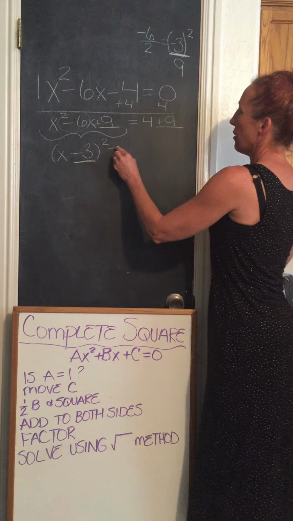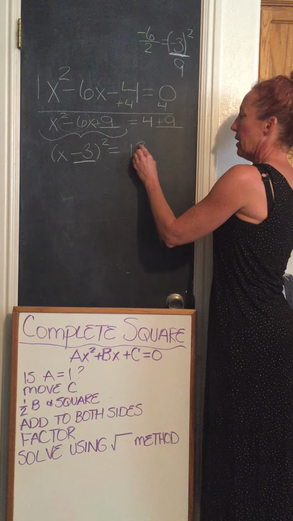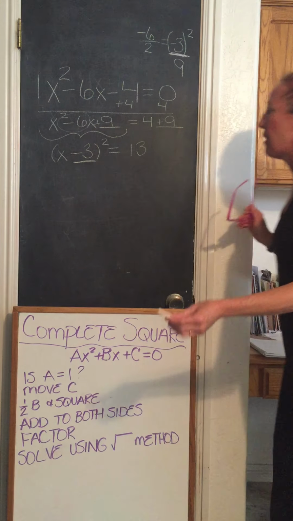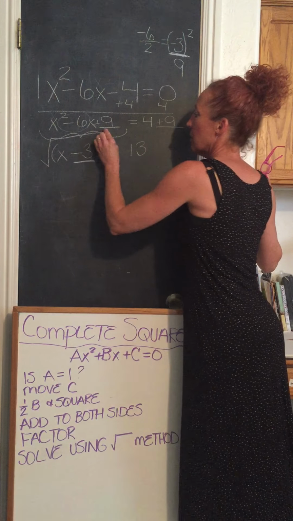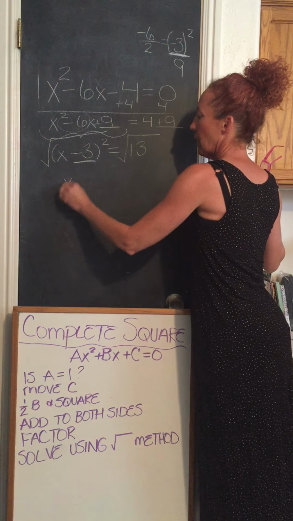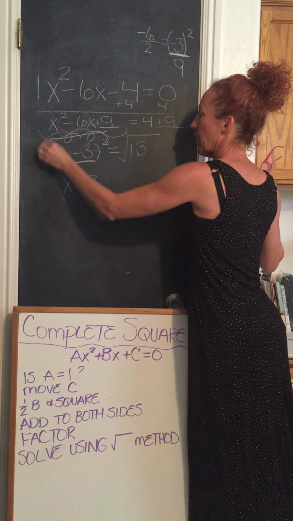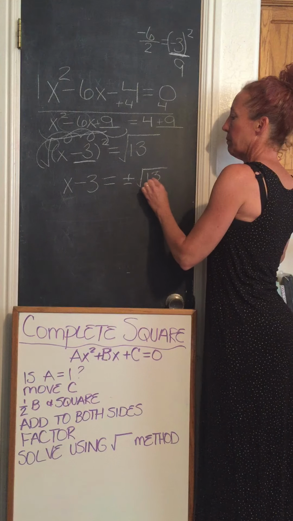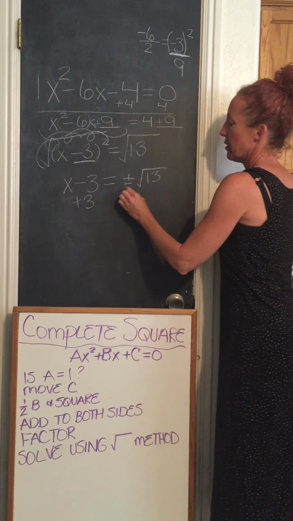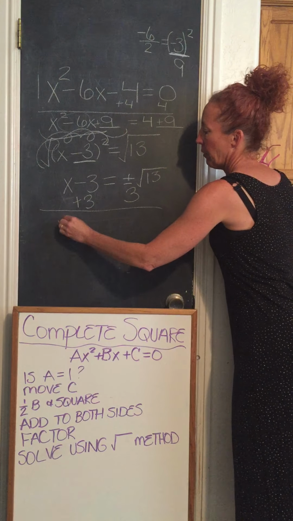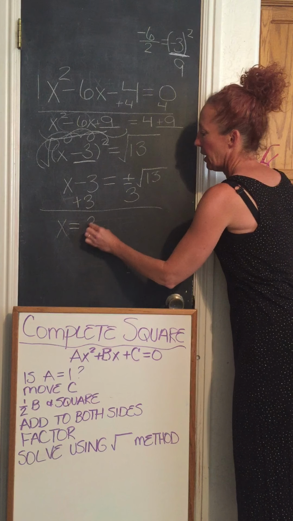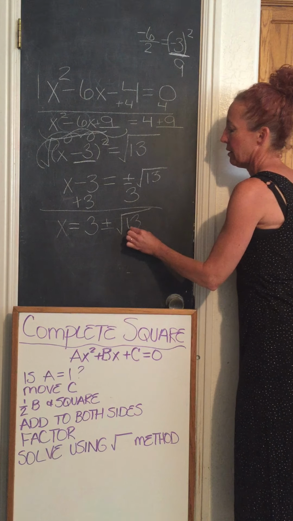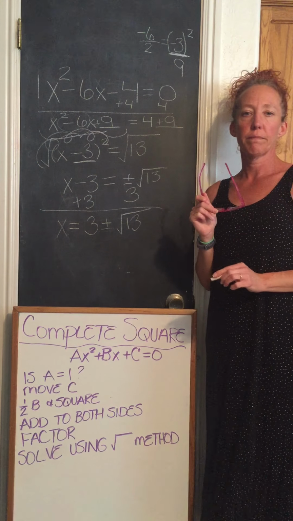All right, on the other side, we have 4 plus 9 is 13. And we've gone all the way through these steps, and we're ready to do that last step there. Square root, x minus 3, because that breaks out, plus or minus the square root of 13. Move the 3 to the other side. There's nothing we can do with radical 13, so our final answer is 3 plus or minus radical 13.